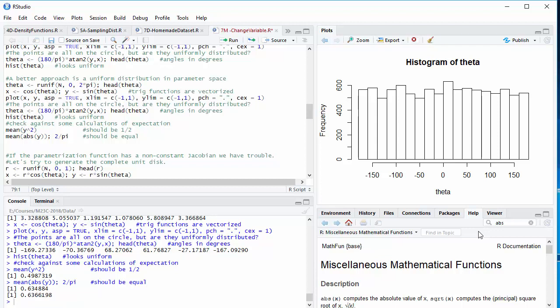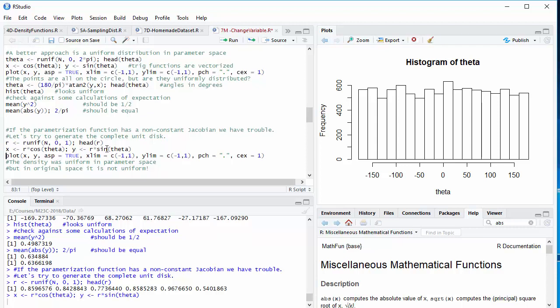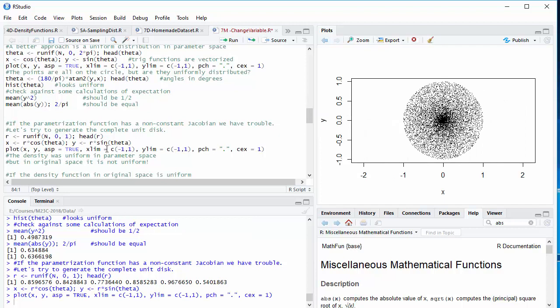Now let's do something more challenging. Let's look at a situation where the parametrization function has a non-constant Jacobian. We'll try to generate the complete unit disk. And first, let's do it wrong. Let's generate radii with a uniform distribution, and then compute 10,000 values of r cos theta, r sine theta, and plot it, and you can immediately see that something has gone wrong.